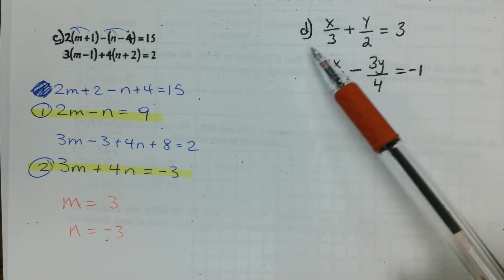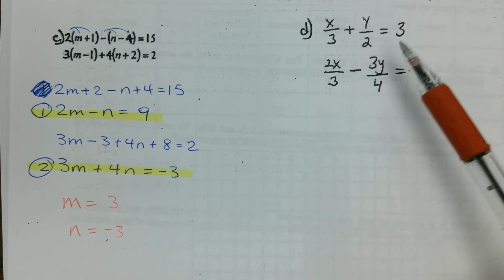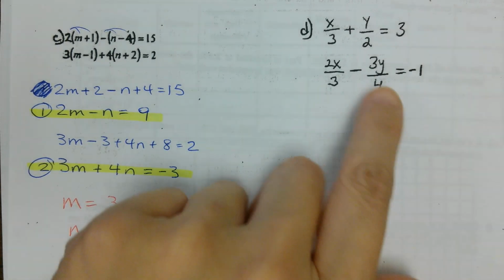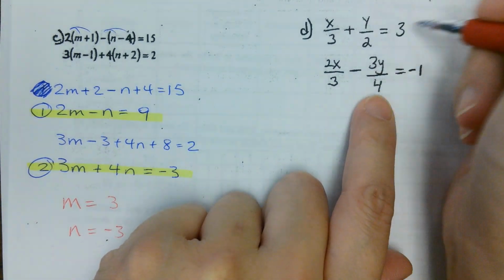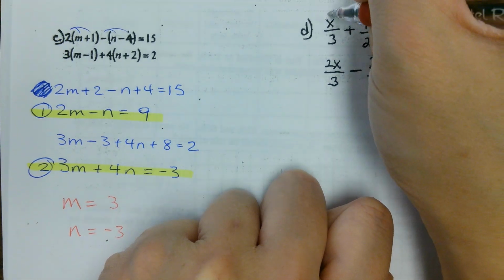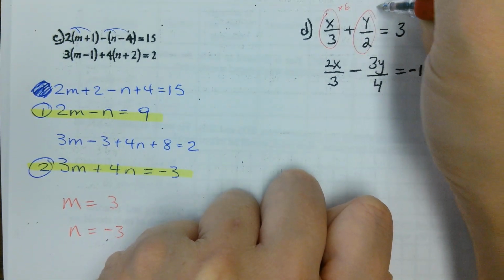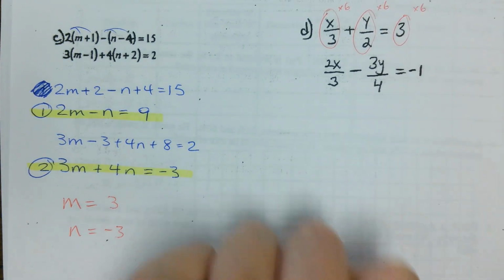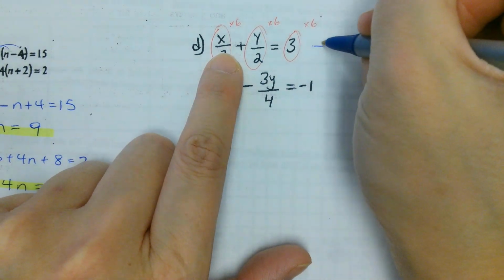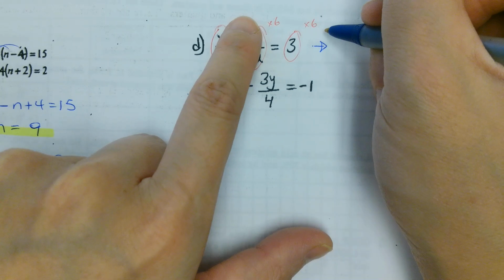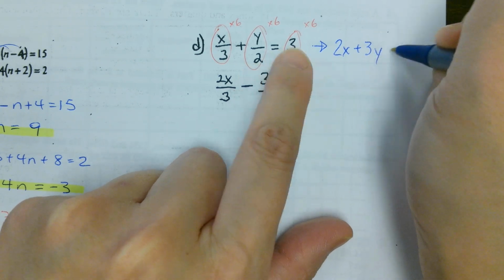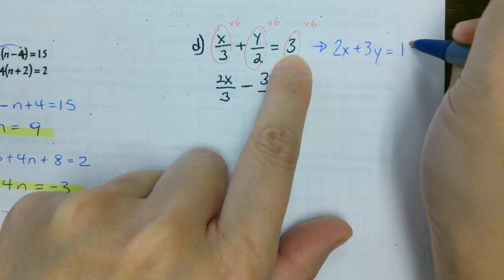All right. So for D, same thing. You had to fix it up a bit first before you can do your two equations. So here, I hate fractions, so I'm gonna multiply everything by the LCD. In this case, I'm gonna multiply this by 6, this by 6, this by 6. So multiply through everything by 6. So when I do that, my new equation here is going to be 6 times x divided by 3, so 2x. 6 times y divided by 2, 3y. And then 6 times 3, 18.